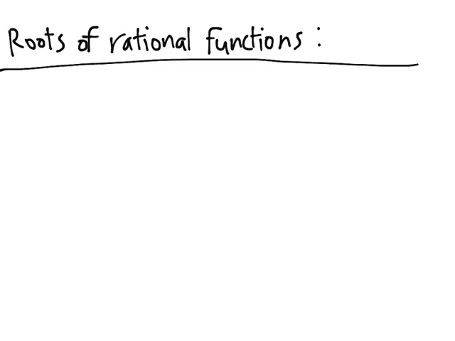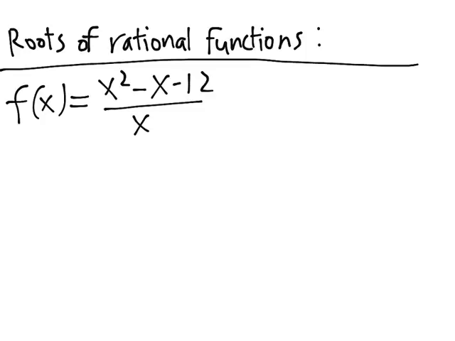Finally, let's discuss roots of rational functions. Say we have a rational function, f of x is equal to x squared minus x minus 12 divided by x minus 7. To find the roots of this function, or when the function is 0, all we need to do is figure out when the numerator is 0. So we want to solve the equation x squared minus x minus 12 equals 0.